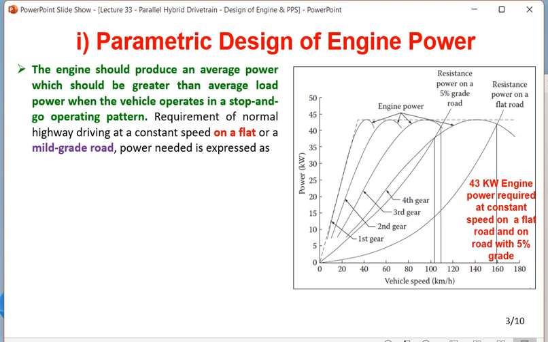and this might be asked in the exam for 6 to 8 marks. So the engine should produce an average power which should be greater than the average load power when the vehicle operates in a stop and go operating pattern. So whatever load power is there, load power plus some kind of losses together, that power has to be produced by the engine. If the engine produces only the load power requirement, the vehicle will not go forward because there is aerodynamic drag, rolling resistance, and gradient loss of the vehicle. So always the engine has to produce a little bit more power than the load power. So that is what is told here.